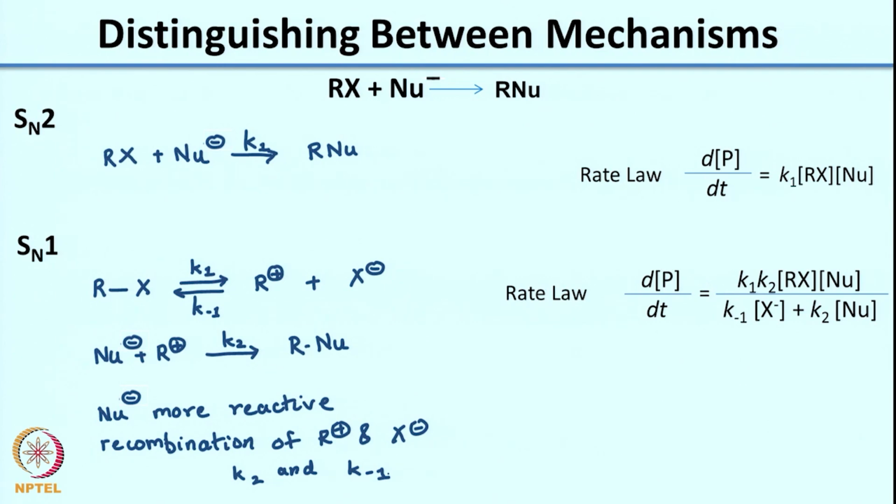Which of these would be greater? I want you to think about this. So logically, if the nucleophile is very reactive, what you end up having is K2 being much greater than K minus 1. So now what will that do to this equation here? In this equation, since K2 is actually much larger than K minus 1, this term also becomes much larger. So the effect of this term is negligible.